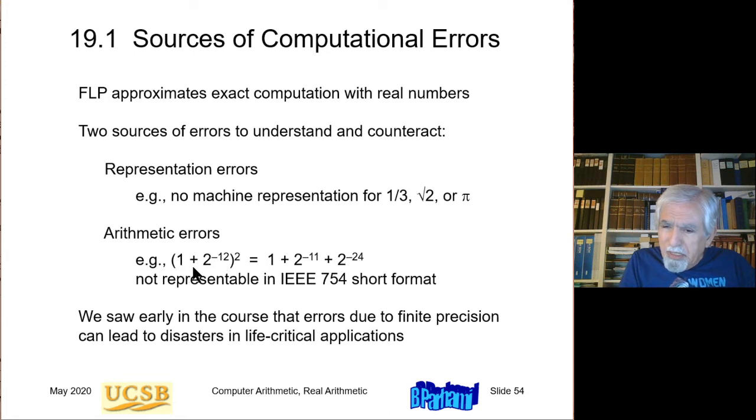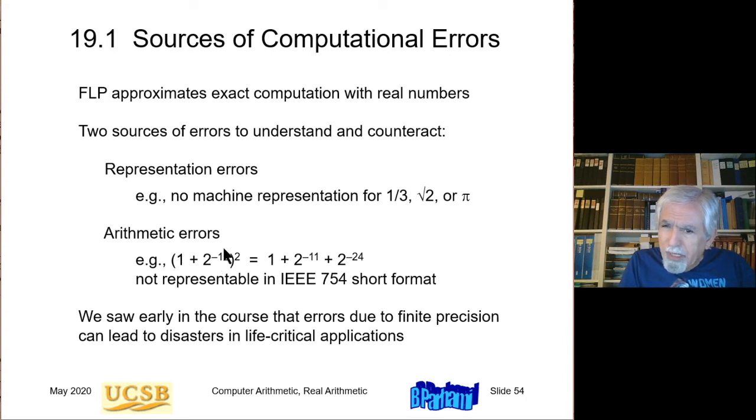This is a number that is representable exactly. The exponent will be 0, and for the significand, this is the hidden 1, and this 2 to the minus 12 is a 1 in the 12th position after the radix point. In single precision, or short IEEE format, we have 23 positions, so of course we can put a 1 in position 12.